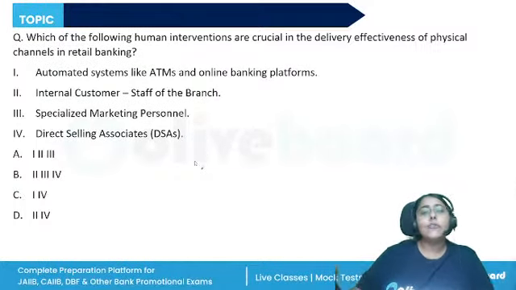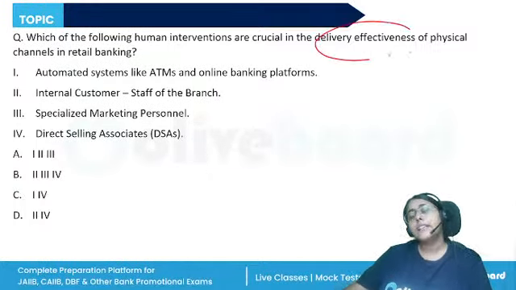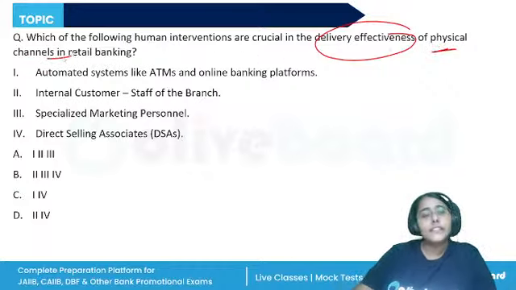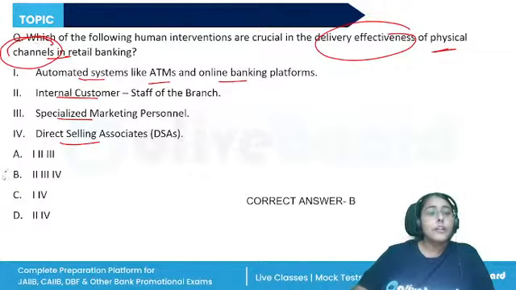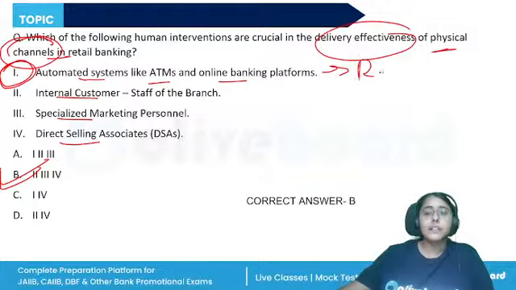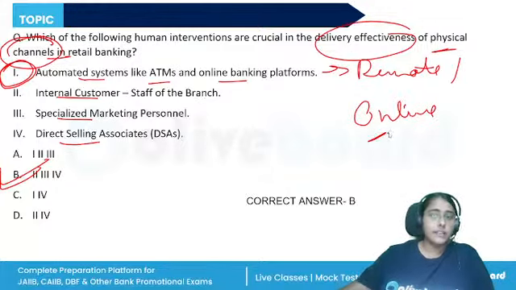Which of the following human interventions are crucial in the delivery effectiveness of physical channels? Automated systems like ATMs and online banking, internal customers, specialized marketing personnel, DSAs. When we are talking about the physical channels, it is 2, 3, and 4. Automated systems, they come under the remote or the online delivery channels.